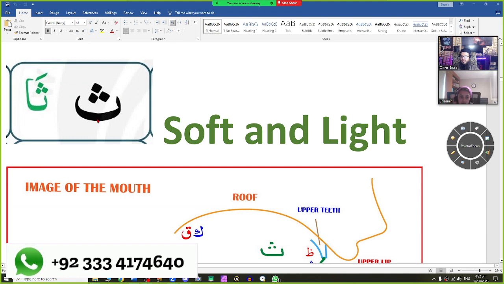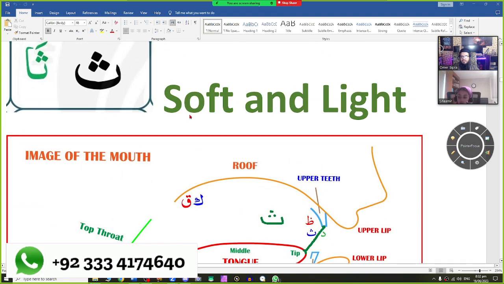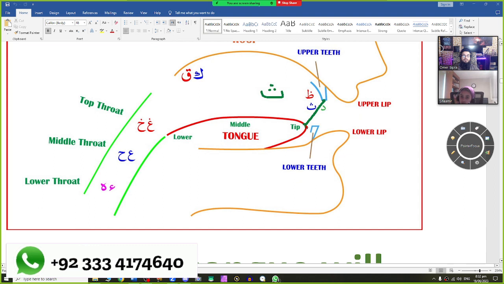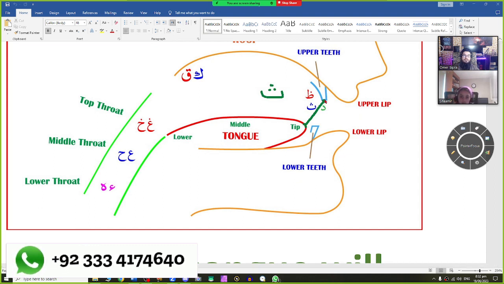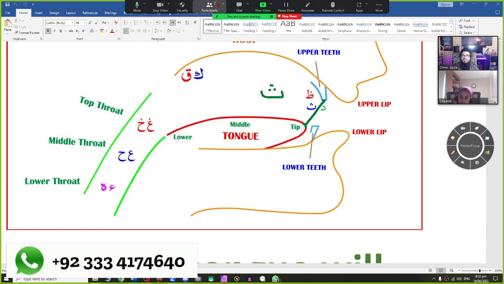Okay, now the third letter is called Tha. Tha is also a soft letter as well as a light letter. So the tip of the tongue will be touching the edge of the upper tooth very gently, very softly. Do you like ice cream, by the way? Yes. So imagine as if you are licking an ice cream and it is melting in your mouth. It is very soft. So this is the letter Tha.